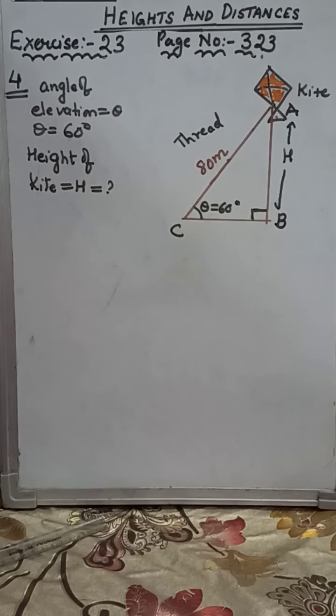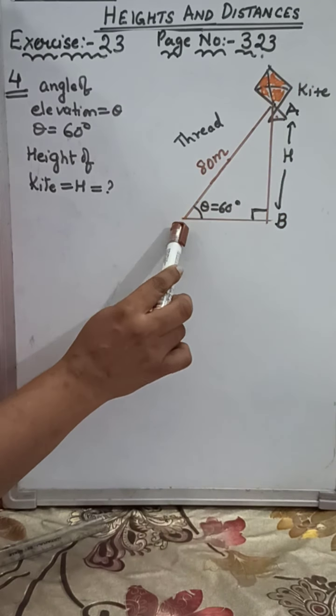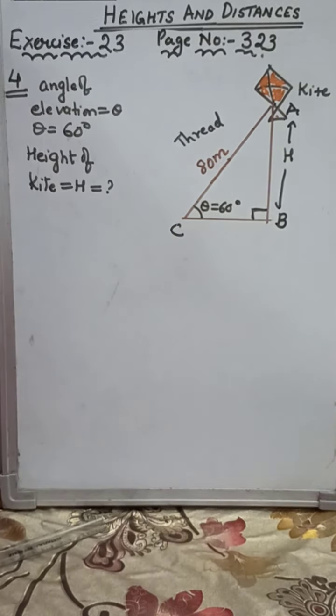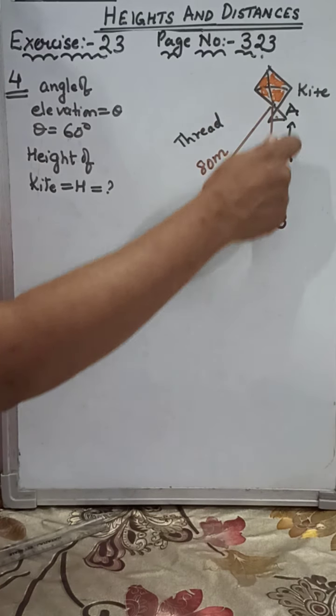Now next question is question number 4. The question 4 says that a kite is flying with a thread 80 meter long. This is your kite. Clear? This is a thread. This cannot be the thread. You have to think that this is the thread of the kite. Clear? You don't fly like this.